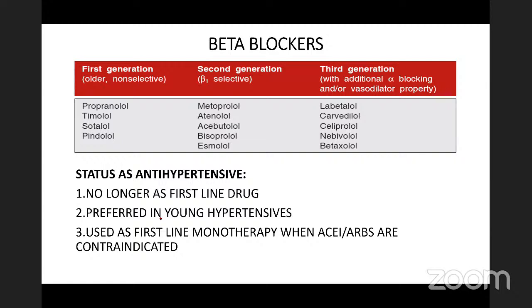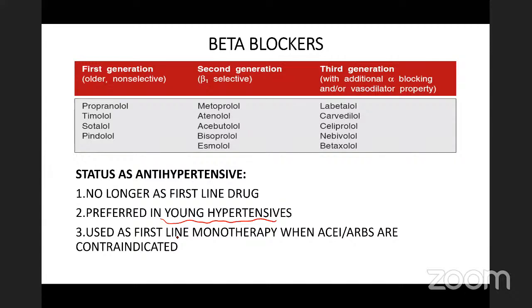So it is mainly preferred in young hypertension. Why young hypertension? Most of the studies say that the plasma renin activity is high in younger patients with hypertension. So that is the reason, since we know beta blockers block the renin release. So it is mainly beneficial in younger patients who are hypertensive. That's why it's preferred in young hypertensives.